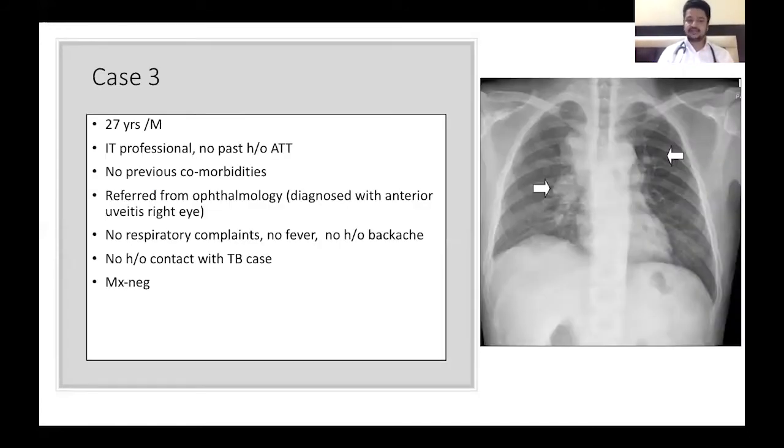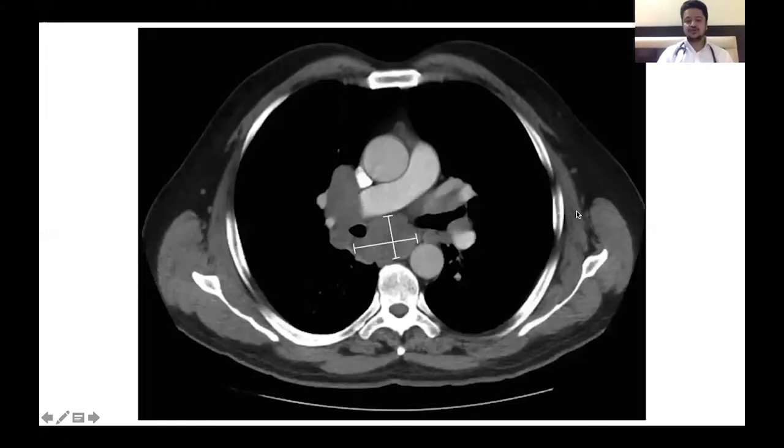So in the third case, we have a 27-year-old male. He is an IT professional, no past history of ATT, no previous comorbidities. He was referred from an ophthalmologist, diagnosed with anterior uveitis of the right eye, and was referred just for evaluation of that. There was no respiratory complaint and Mantoux was negative. On the chest X-ray, we can find a mediastinal lymph node. Then we did CT, and on the CT there were clear-cut large mediastinal nodes.